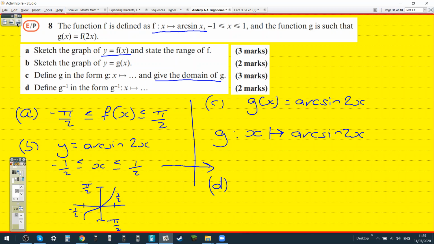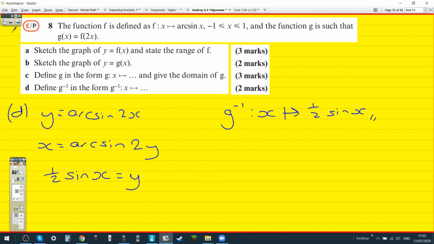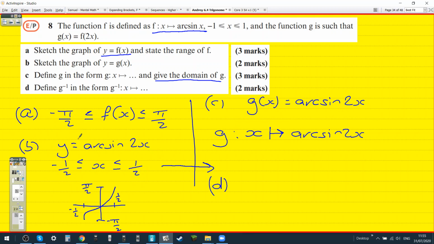Okay, let's see. So let's get to the graph of arcsine x. We know what that looks like. These are the x's, these are the y's. What else? Y equals arcsine 2x. X is between a half and minus a half. So it's the same as arcsine x, except squashed, scale factor a half. So 1 and minus 1 became a half and minus a half. And this one, the inverse, a half sine x.